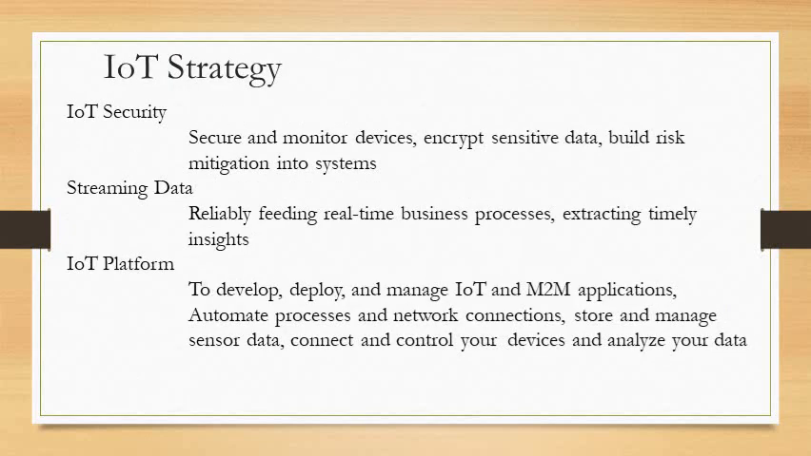IoT strategy. IoT security ensures secure and monitored devices, encrypts sensitive data, and builds risk mitigation into the system. Streaming data allows reliable feeding of real-time business processes and extracting timely insights. IoT platforms help to develop, deploy and manage IoT and M2M applications, automate processes and network connections, store and manage sensor data, connect and control your devices, and analyze your data.